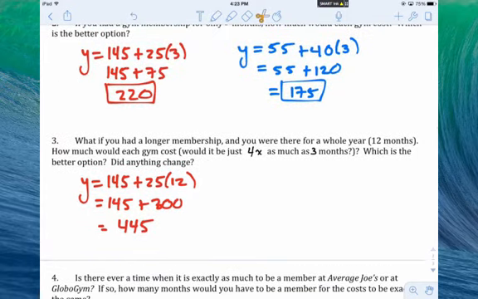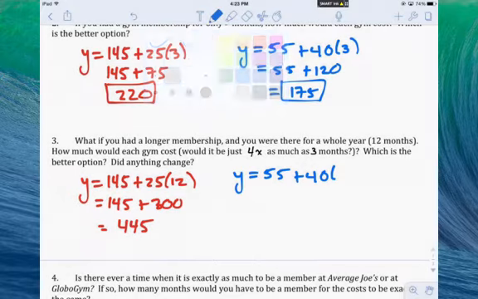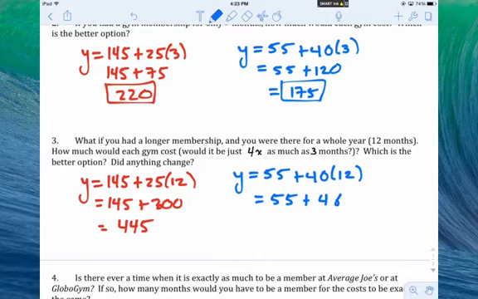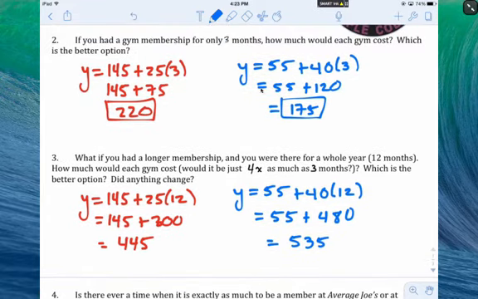Whereas Globo Gym, so Average Joe's was $445. Let's see how much Globo Gym is going to cost. Globo Gym, 40 times 12. So $55 plus $480. Globo Gym is going to cost, ooh, interesting, $535. So whereas Globo Gym was cheaper when you had a gym membership for only 3 months, now it is more expensive. And Average Joe's becomes the better option when you are there for 12 months, whereas Average Joe's was more expensive when you only had a 3-month membership.